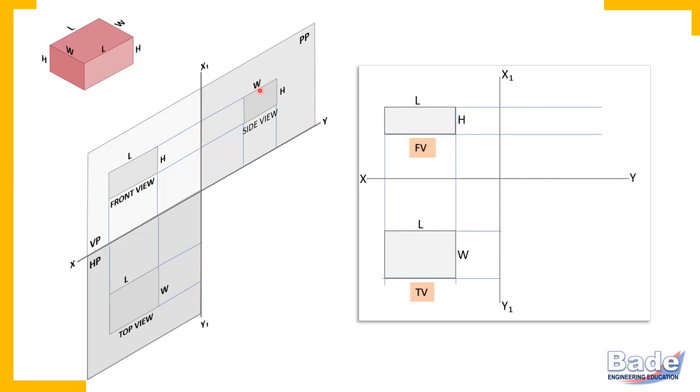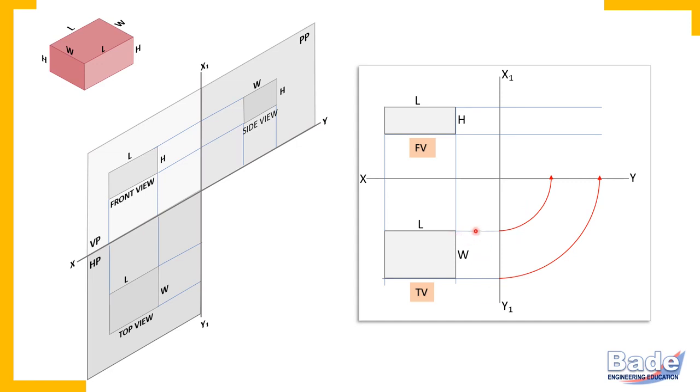Now in the side view, width appears horizontally, and in the top view, width appears vertically. So how to transfer width in the side view? There are different ways. You may draw such quarter circular arcs. To draw these arcs, the center is the intersection of the XY line and the X1, Y1 line. Projectors are always perpendicular to the XY line and the X1, Y1 line.